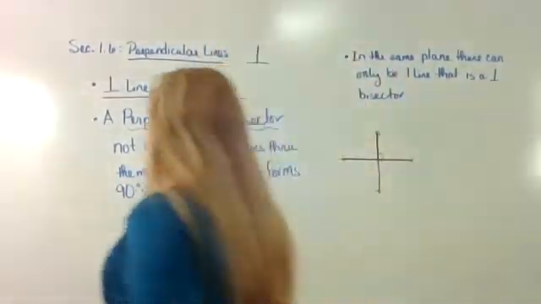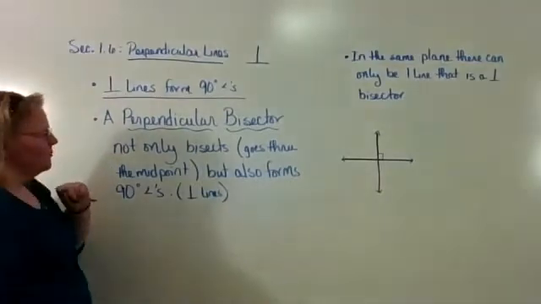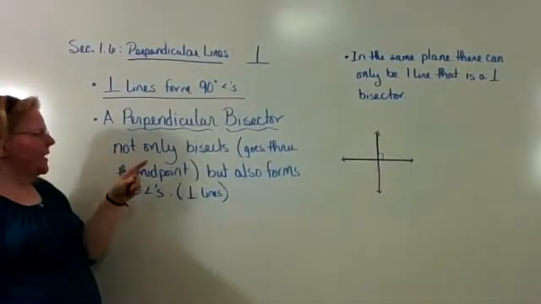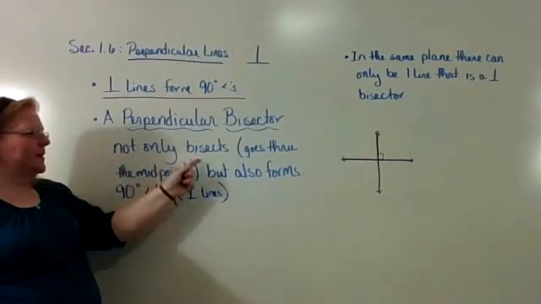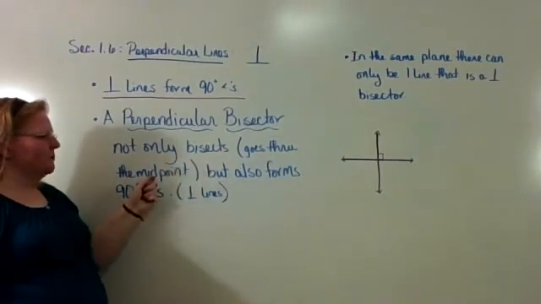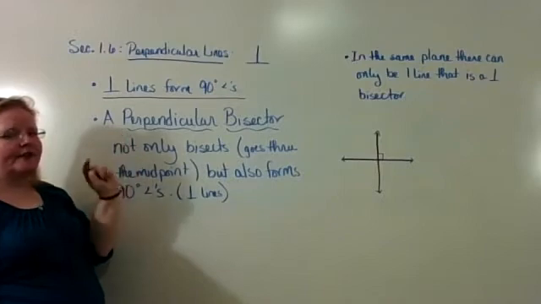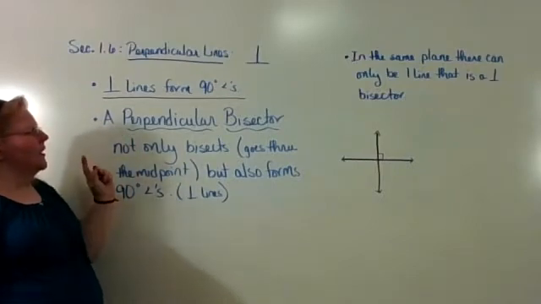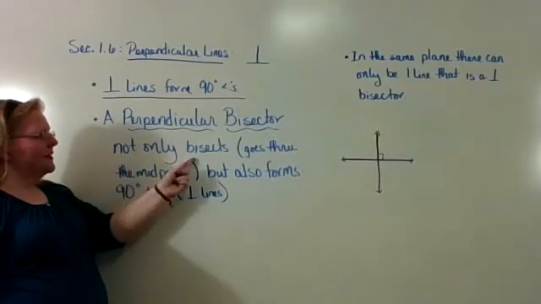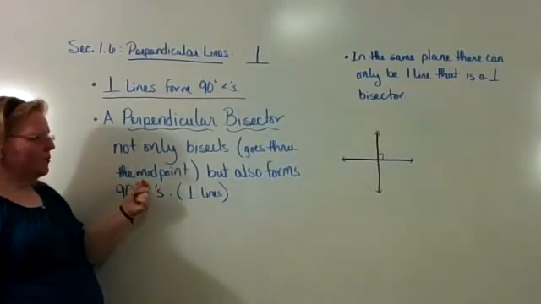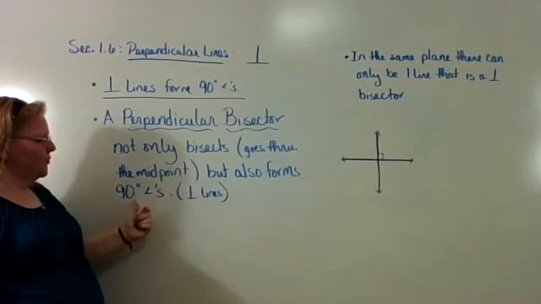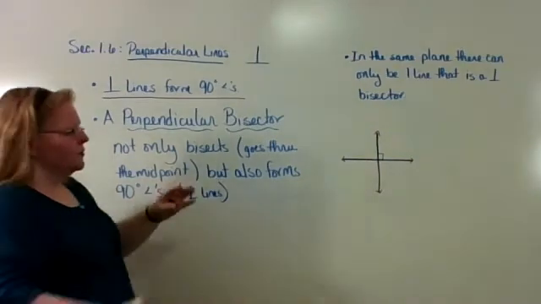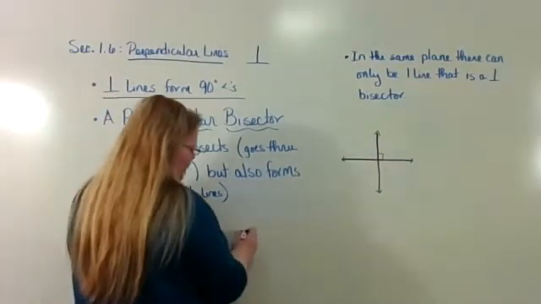Moving on. A perpendicular bisector, because this is what I want to talk about next. A perpendicular bisector not only bisects, which means it goes through the midpoint, and by the way, this is a definition, not a postulate. That's why we're doing it next. Not only bisects, which means it goes through the midpoint of that line, but it also forms 90-degree angles because it's perpendicular.